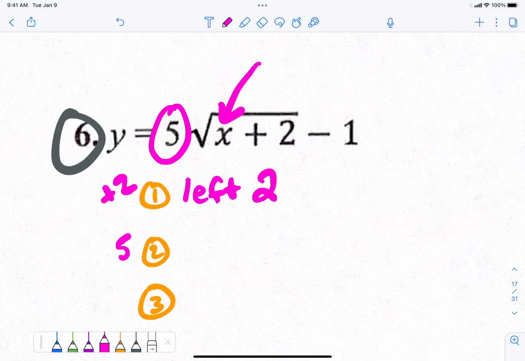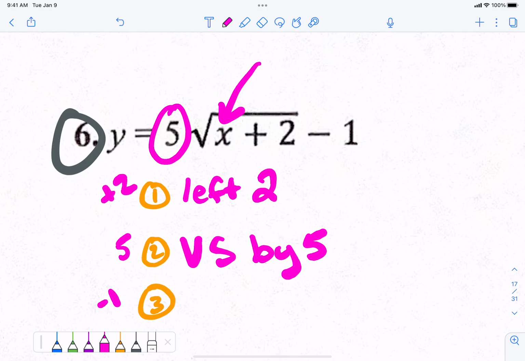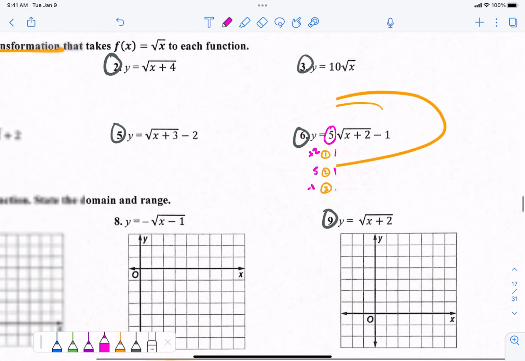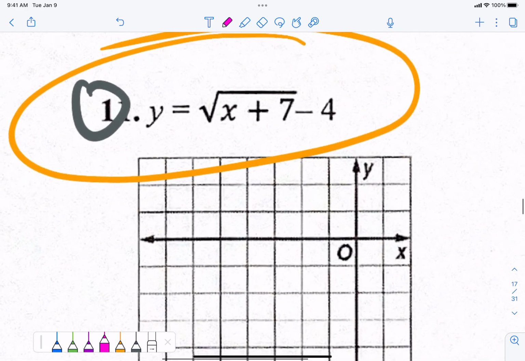What's that doing to it? Vertical stretch by 5. Okay, then the -1 happens last, and that moves it down 1. Do you see how this works? For algebra, if you were to put them out of order, I am not going to take off points for that, but when we get to trig, we'll start having to make sure that they're in order, because it will matter.